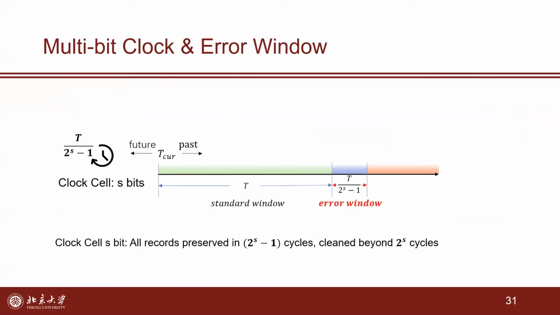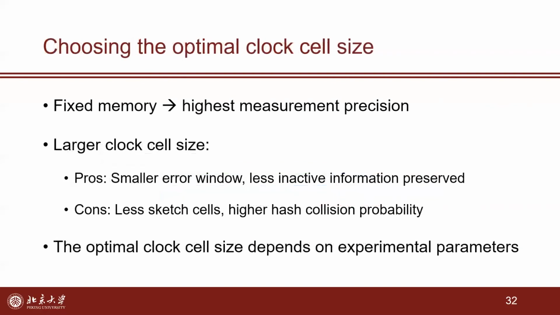If we go further into using S bits, the error window shall be T/2 to the power of S-1, which is far smaller than using 1 or 2 bits. Thus, we see that using more bits of clock cell can generate an even smaller error window, thus preserving less outdated information in the data structure.